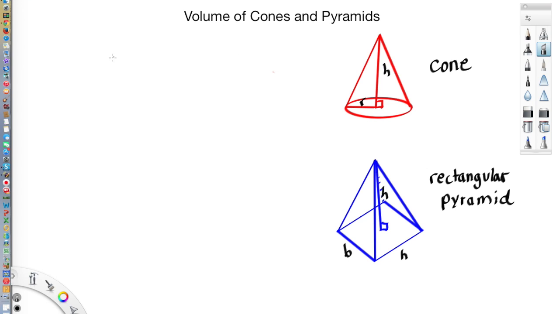Here's our formula. Volume is equal to big B times H, but it's 1/3 of that. And the reason why we have 1/3 of that is if you were to just do base times height, we would have the volume of a cylinder or a prism.